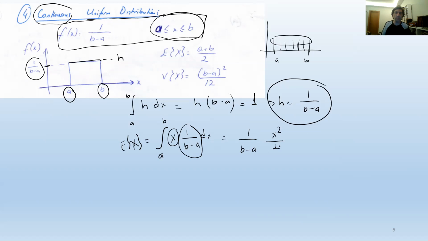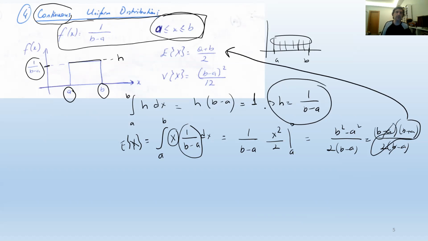times x squared over 2, from a to b. And when you do the calculation, it's going to be b squared minus a squared over 2 times b minus a. This can be written as b plus a over 2, where the b minus a terms cancel and you obtain this result, which is straightforward. Also heuristically, it makes very much sense: if we have, let's say, a continuous random variable between a equals 10 and b equals 20, the expected value is going to be just the middle way, which is 15. For variance, I leave the derivation to you.